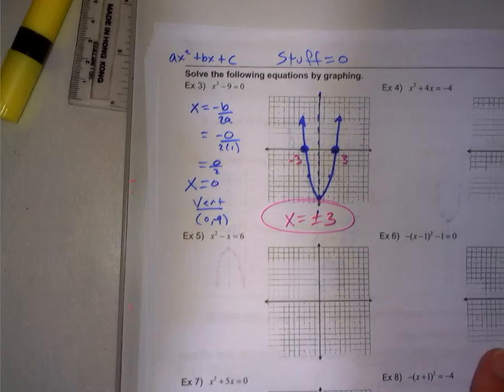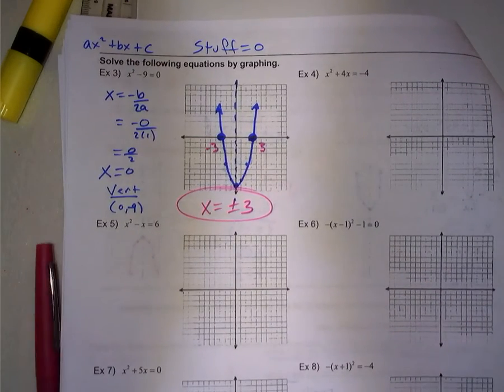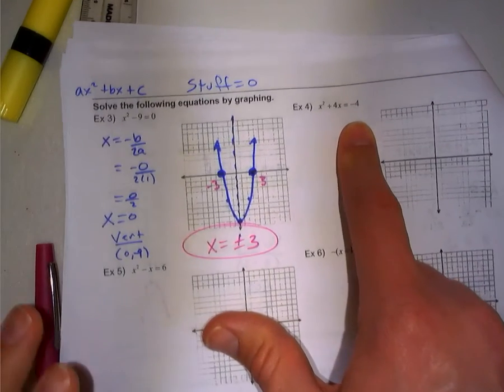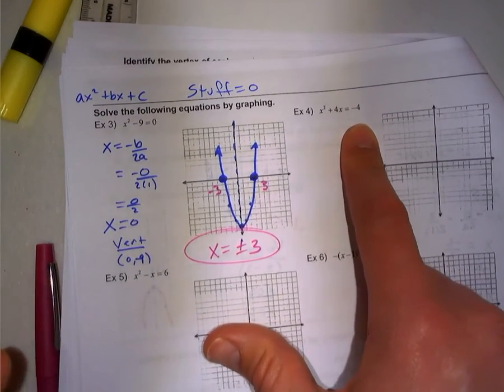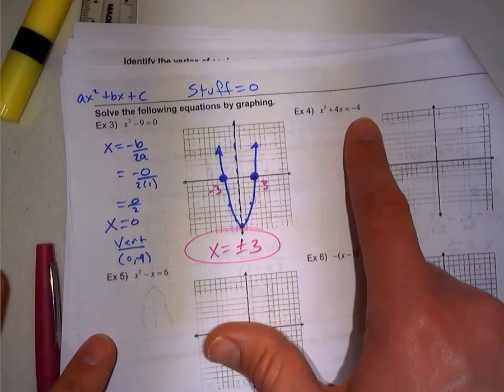All right, let's take a look at the next one, number 4. And we're trying to find out where this graph touches or crosses the x-axis. As I look, I've got x squared plus 4x equals negative 4. Is that what I want? Can I graph this yet? Shake your head no. What do I need to do first?